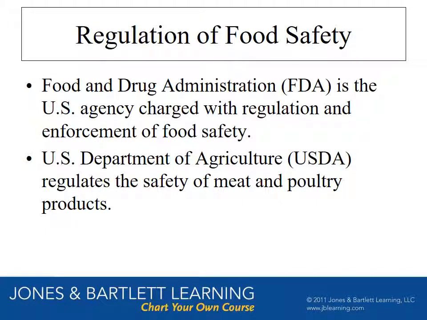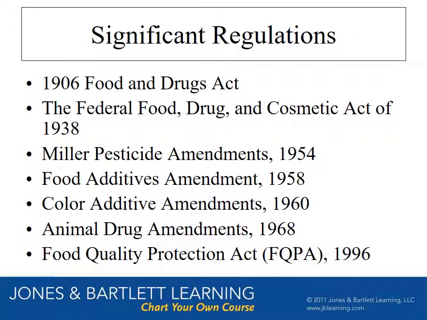The Food and Drug Administration, which is an agency in the federal government, is primarily charged with regulating and enforcing food safety. The Department of Agriculture regulates specifically the safety of meat and poultry products, and those two departments and agencies operate separately. There have been a number of important acts to help us reduce contamination of the food supply, improve the quality, and reduce illness: the Food and Drugs Act, the Pesticide Act, the Food Quality Protection Act.